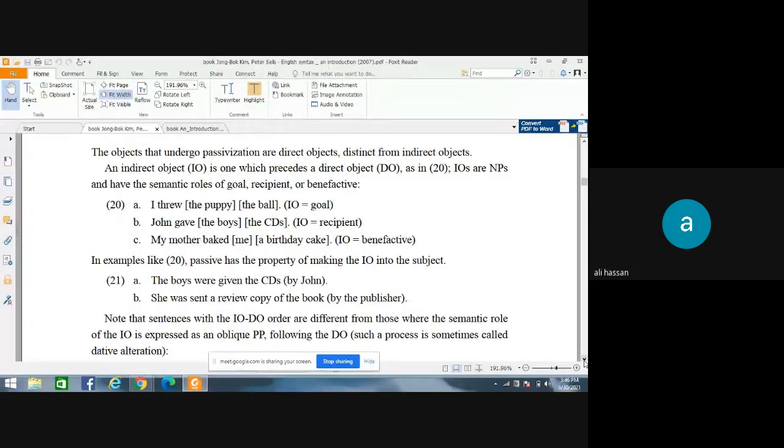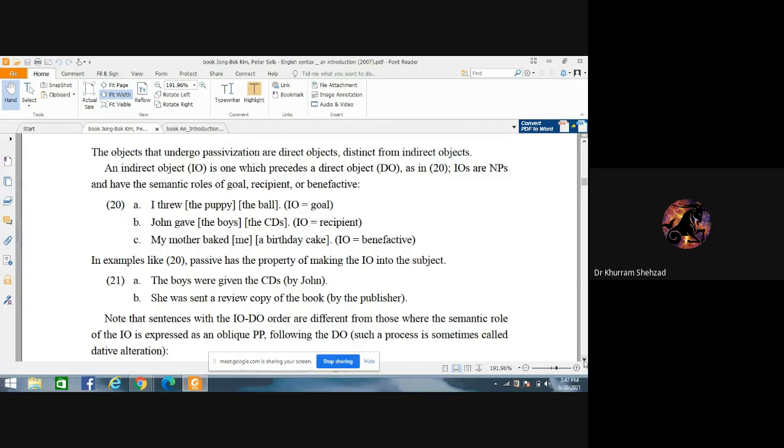In examples like 20, passive has the property of making the indirect object into the subject. Please, 21A, I threw the puppy the ball. So what is puppy? It is the indirect object because it is coming before the ball, and its semantic role is goal, because the puppy is getting the ball. John gave the boys the CDs. The boys is recipient because the boys are getting the CDs. My mother baked me, indirect object, and it is benefactive because it is getting the benefit of a birthday cake.